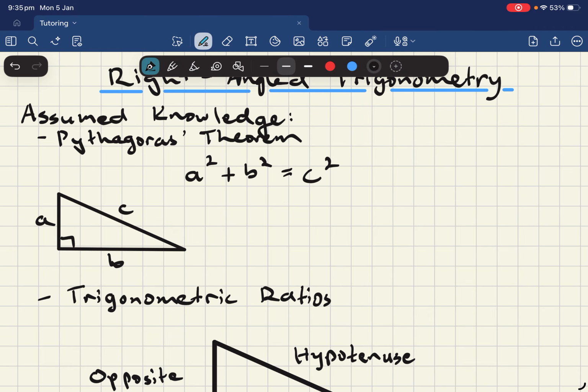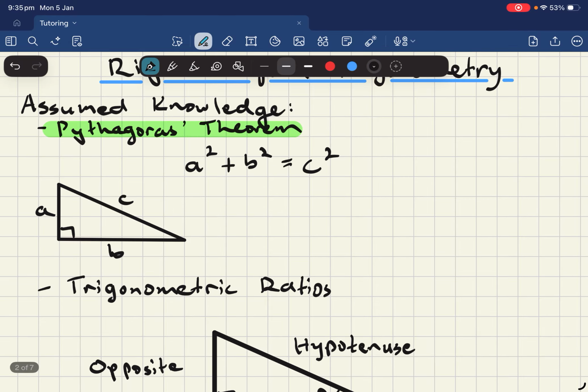So we've talked at length about Pythagoras' theorem on this channel, but this is assumed knowledge. So it's not covered in the Year 11 or 12 course, but just to quickly recap it, it's a formula that says that the square of one smaller side, we'll call it A, added to the square of another smaller side, B, equals the hypotenuse, the side opposite the right angle, C, all squared. So this guy here, C, is the hypotenuse. This just means the longest side on a right angle triangle.